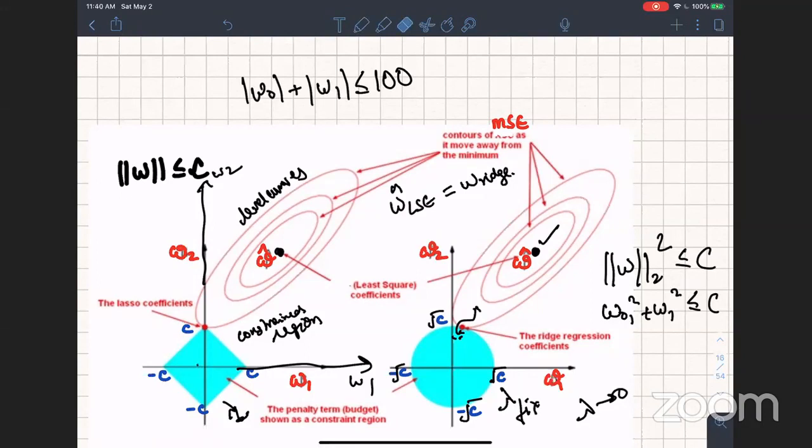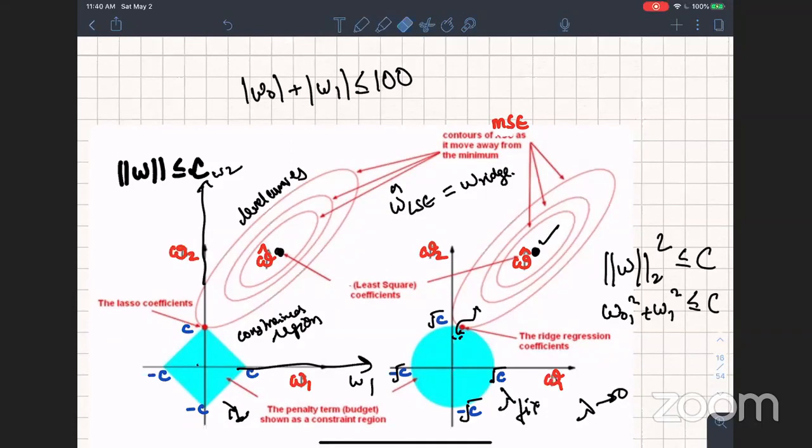Based on? Based on where W hat is? No, based on validation. Based on validation, it's a hyperparameter, just like step size. So whichever lambda value, okay, try different lambdas.